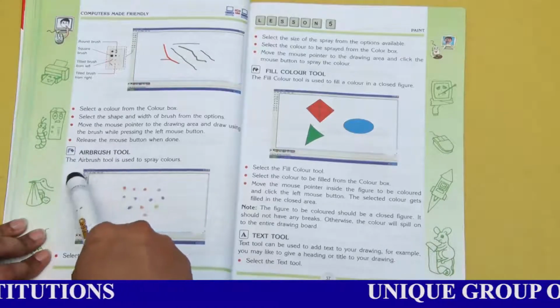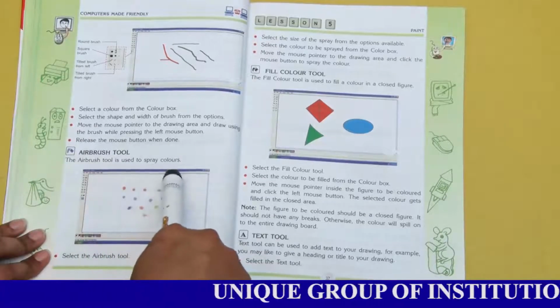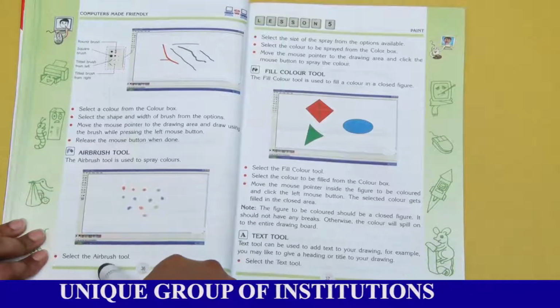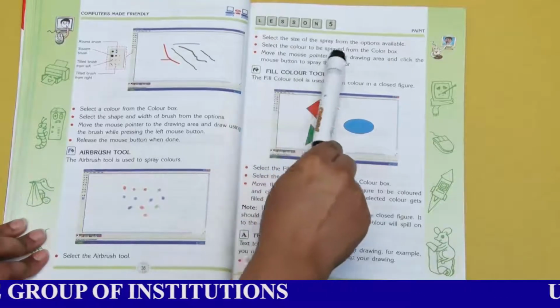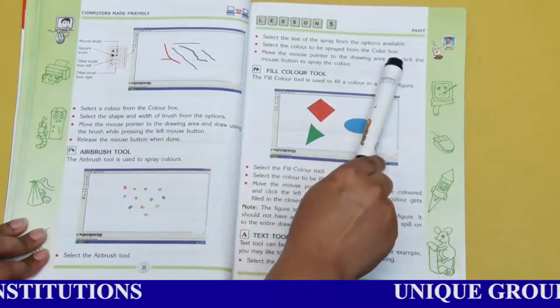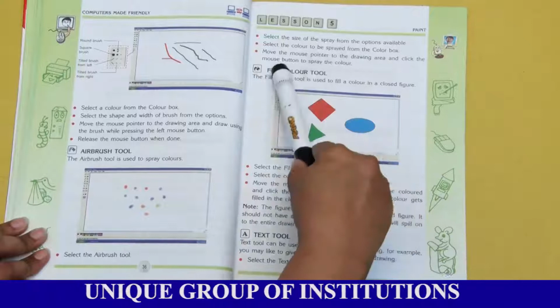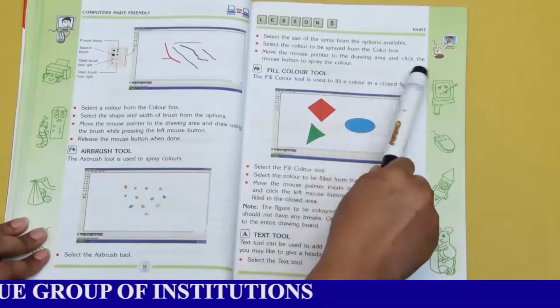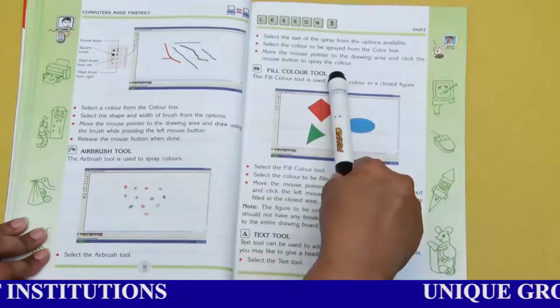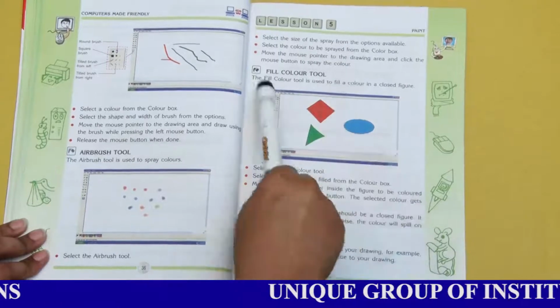Airbrush tool. The airbrush tool is used to spray colors. Select the airbrush tool. Select the size of the spray from the options available. Select the color to be sprayed from the color box. Move the mouse pointer to the drawing area and click the mouse button to spray the color.